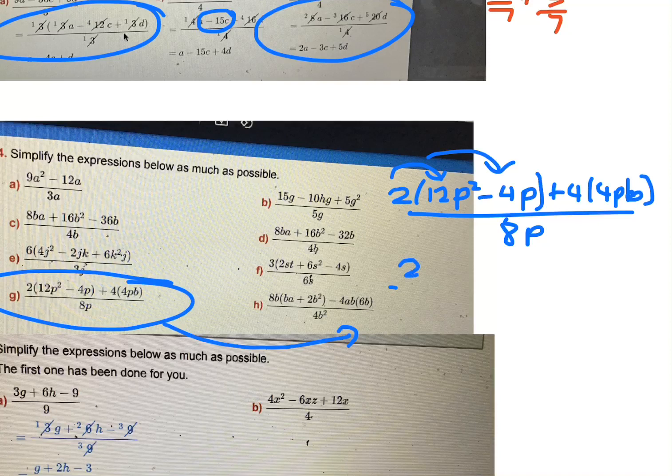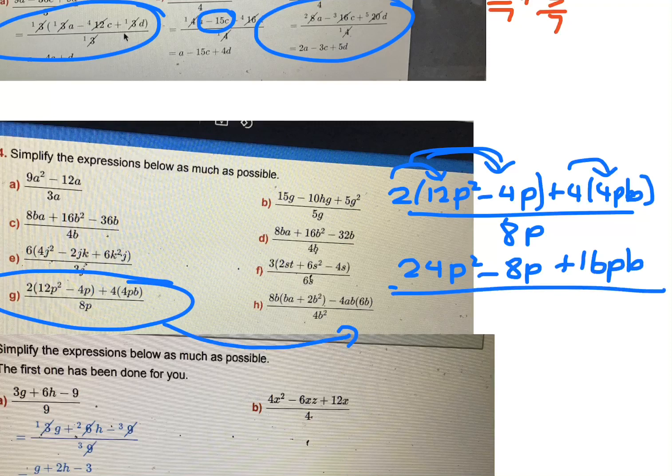So 2 times 12 is 24p squared. 2 times 4 is minus 8p. 4 4s are 16pb. So plus 16pb. Okay, and that's over 8p. So you simplify. Are there any like terms there? So if you look at this, you can see they're all different terms, aren't they? That's a p squared, a pb, and a p.